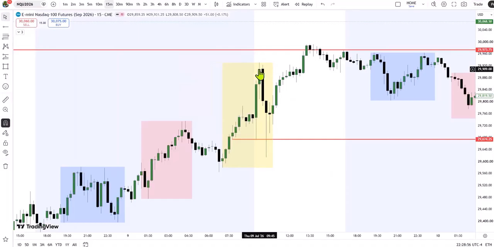Now I am biased to the long, so I would not have taken this short, although there would have been a nice short back inside to the bullish fair value gap. Now here, this is 10:15 a.m. Remember, my setup time window is anywhere from 9:30 a.m. onwards up to 10:15 a.m. My preference is 9:45 a.m. to 10:15 a.m. So this candle here comes into the bullish fair value gap.